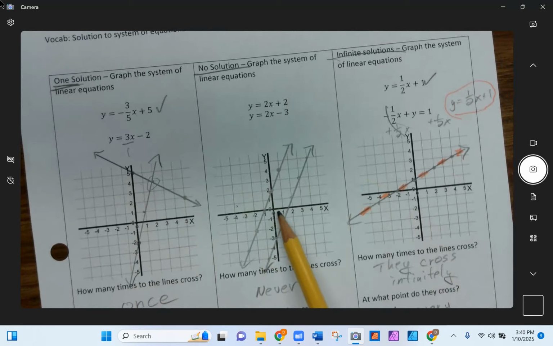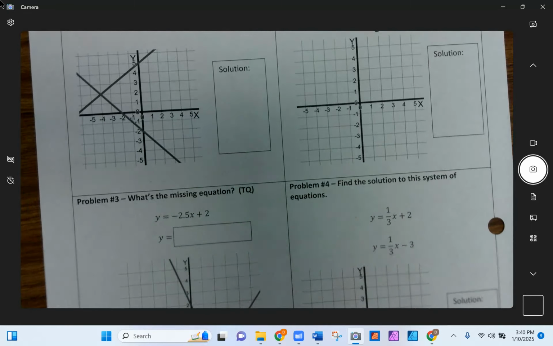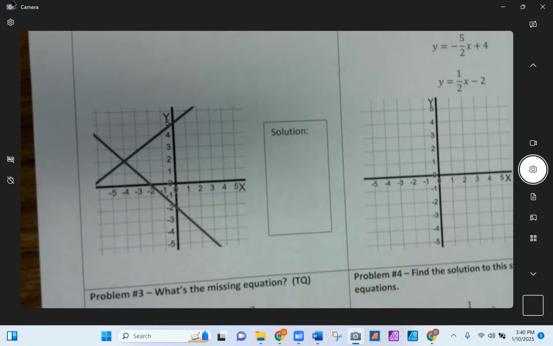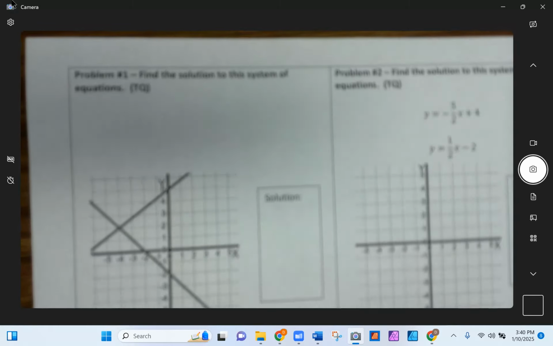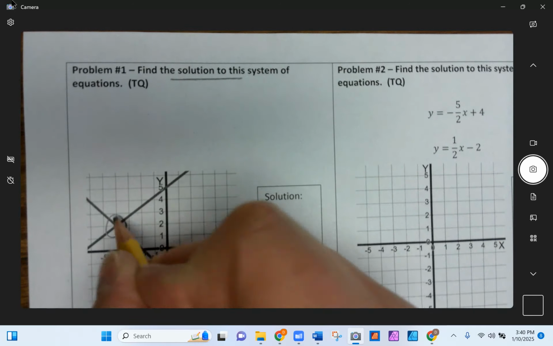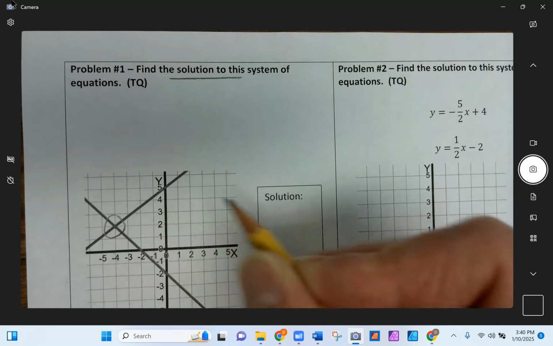Okay, so three types of problems, right? Crossing once, not crossing at all, crossing infinitely. Okay, all right. Now we've got some specific problems here. Find the solution to this system of equations. You might say, oh, it's got one solution because it crosses once. Yeah, technically true, but when I say find the solution, I actually want you to tell me where they cross. So this point right here is -4, 2.